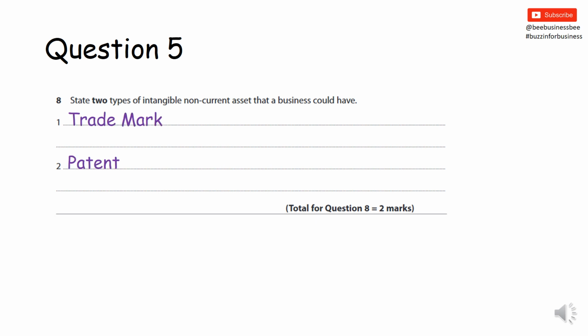So the answers I've gone for are trademark and patent, but you could have had goodwill, you could have had copyright, you could have had customer loyalty, you could have had brand name, logos, reputation, company name, all valid answers that would have been acceptable.